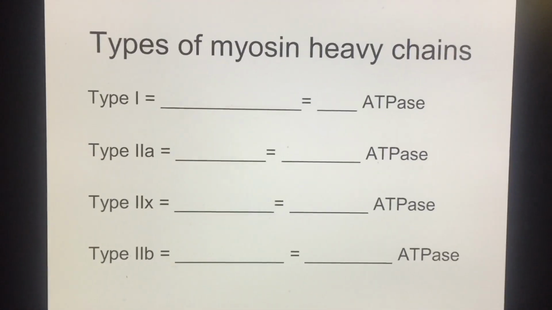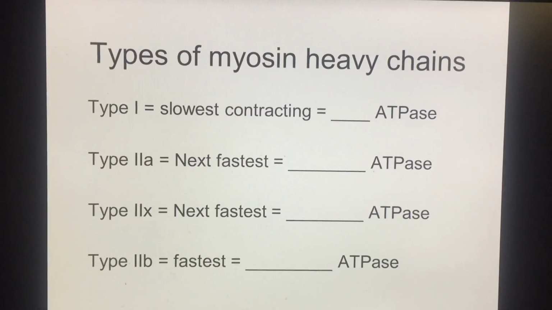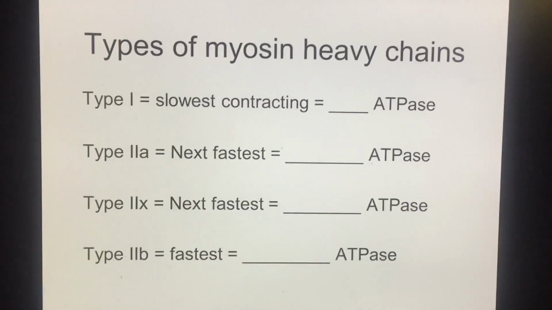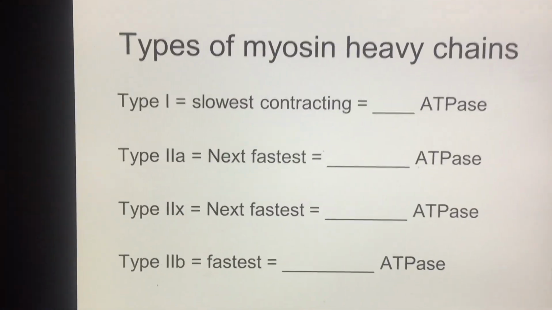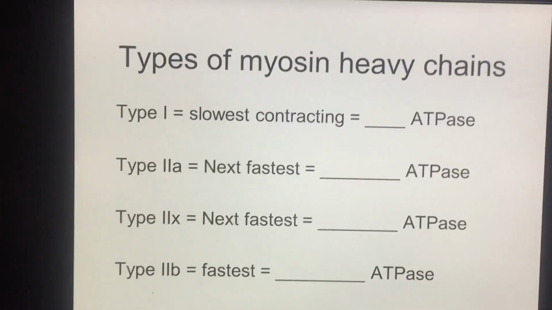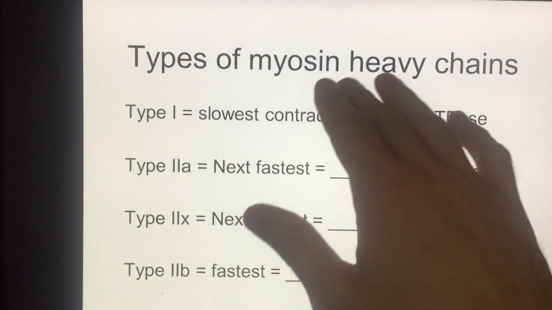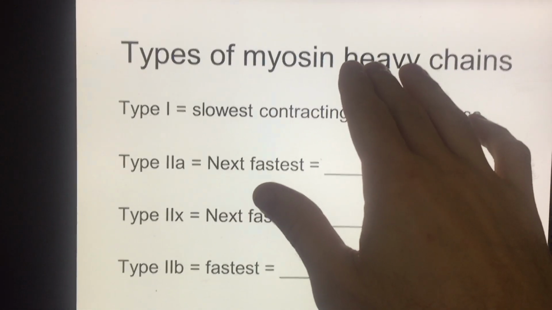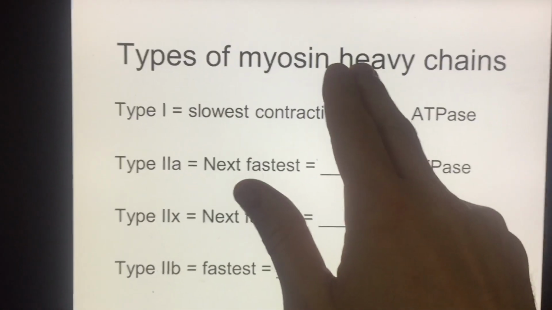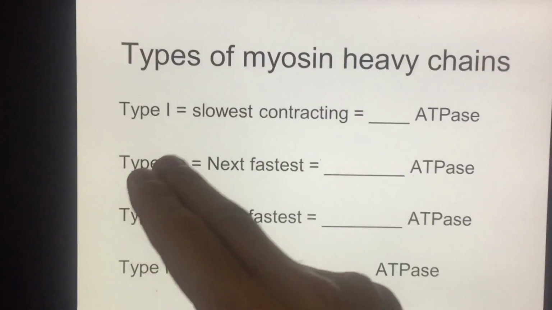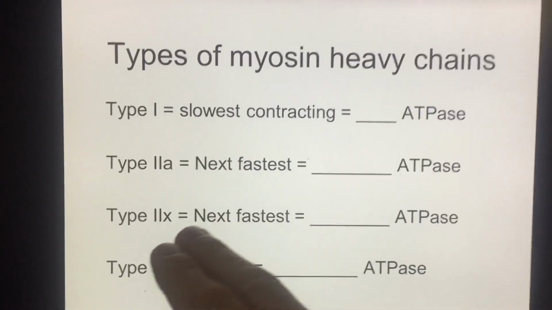So if you're going to classify your fiber types and types of myosin heavy chains, the type 1 fibers are the slowest contracting, type 2A are the next fastest. You've got this type 2X, which is your next fastest, and then type 2B is your fastest. These fiber types are all named based on the type of myosin heavy chain they have. So a type 1 fiber has only type 1 myosin heavy chains, type 2A only has type 2A myosin heavy chains, etc.